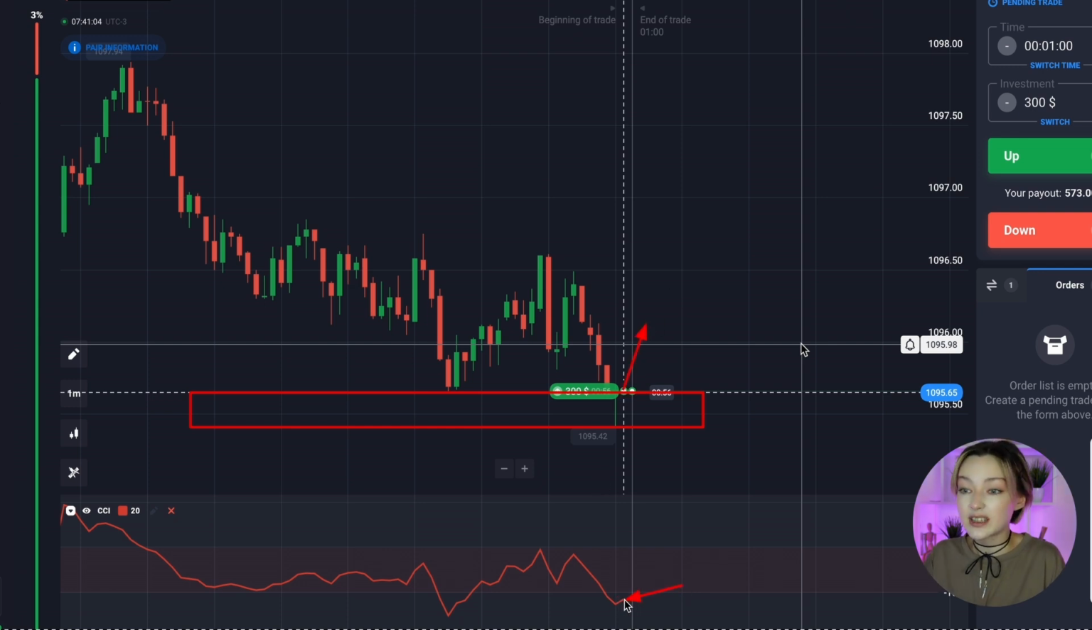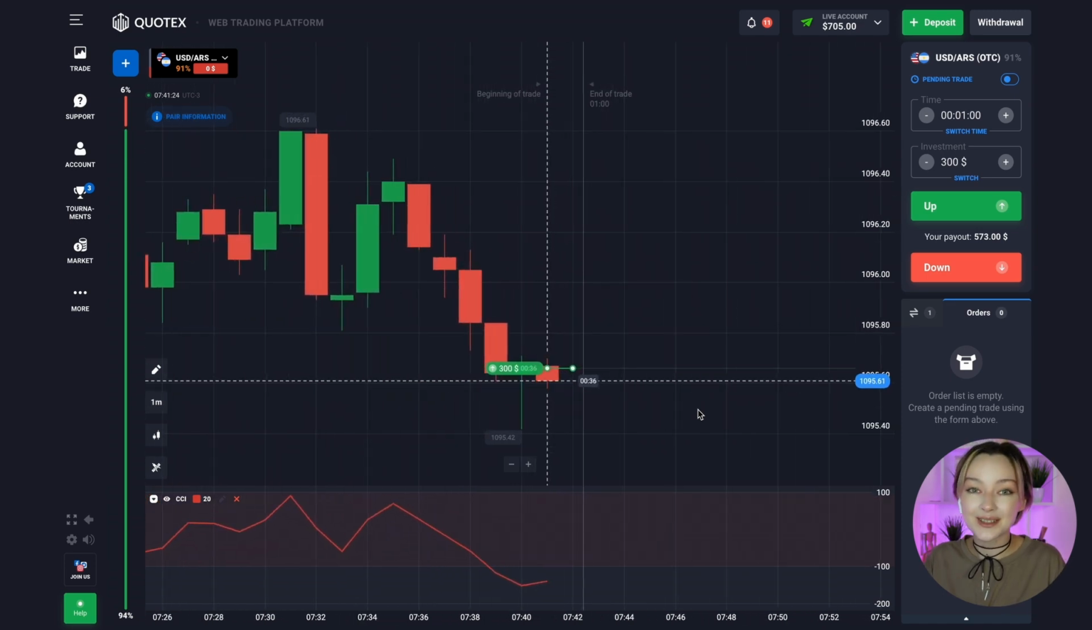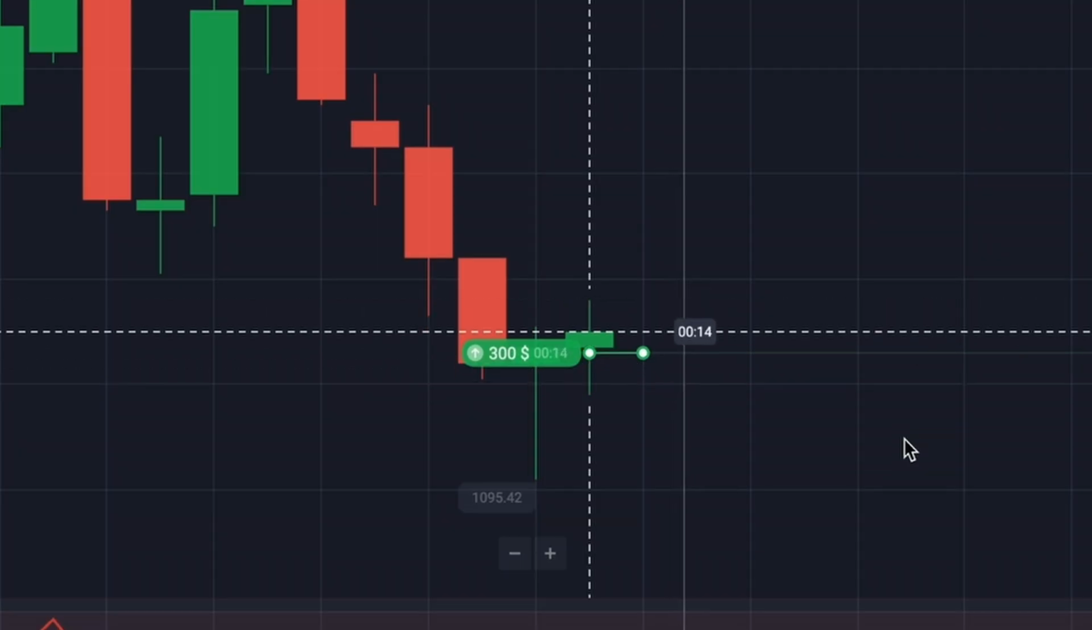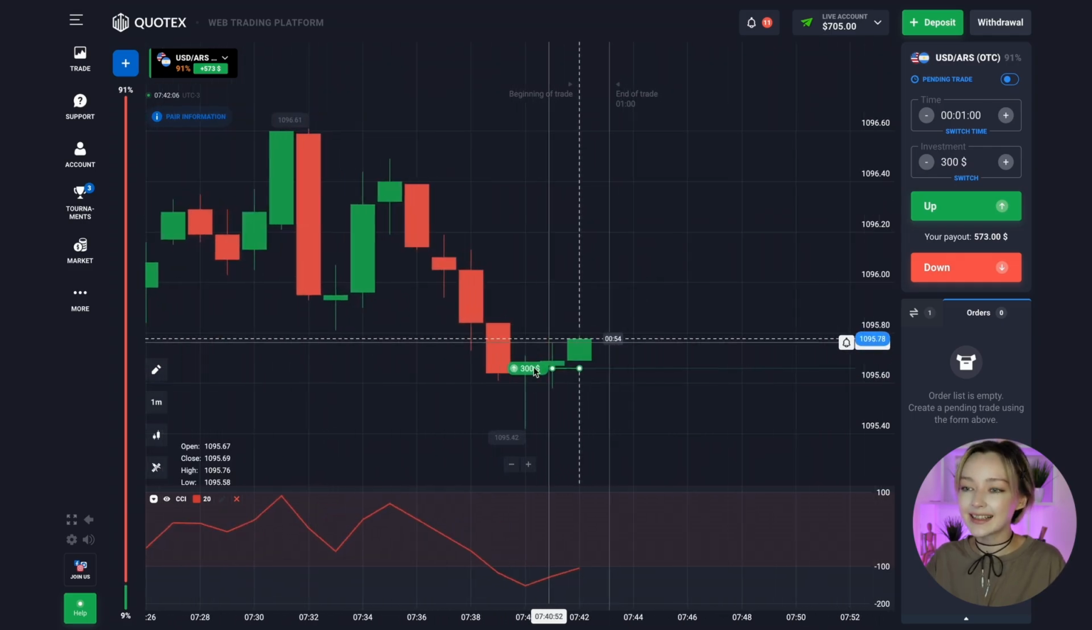And what's going on with the indicator? Let's see. Yep, perfect alignment. Let's wait for the result. So another successful trade. The next candle ended up green.